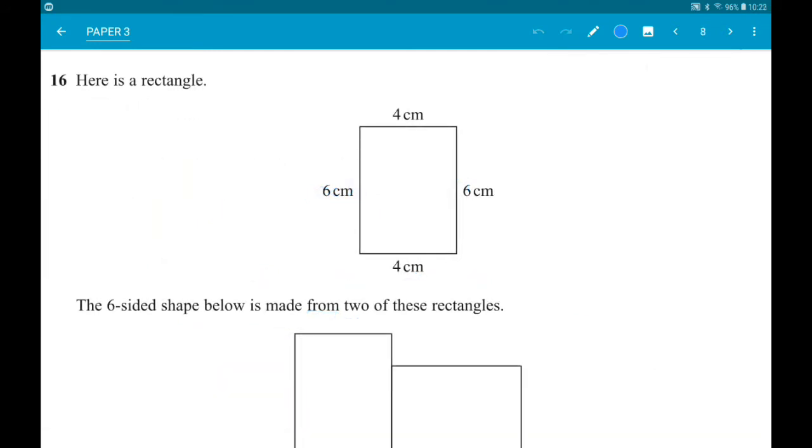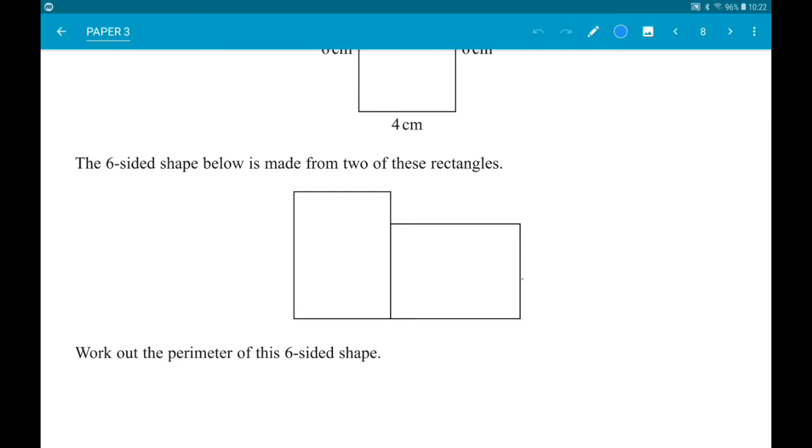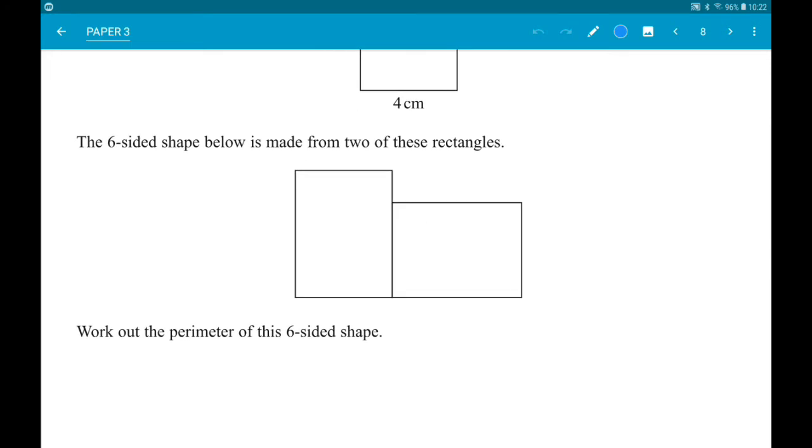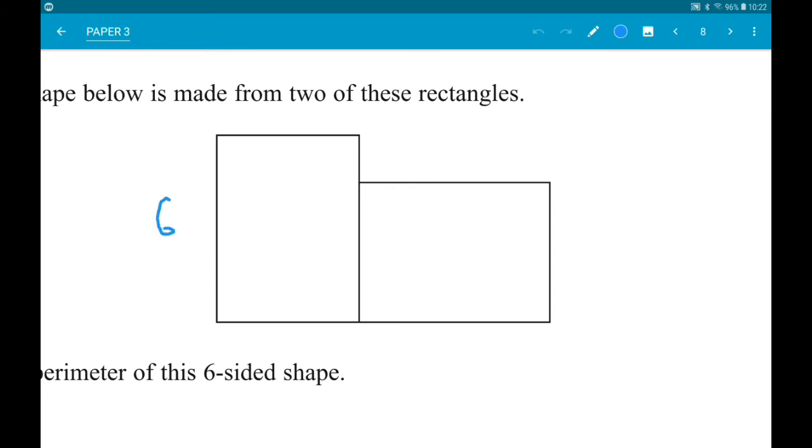Okay, number 16. Here is a rectangle with the lengths 4 centimeters and 6 centimeters. This 6-sided shape is made from two of the rectangles. We want to work out the perimeter. So perimeter is distance around the outside. So let's put some lengths on. We got 6 there, 4 there, 4 there, 6 there, 4 there, 6 there.